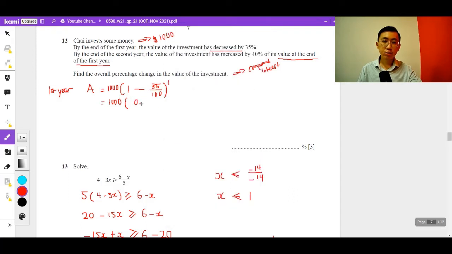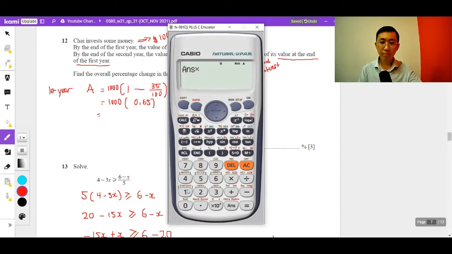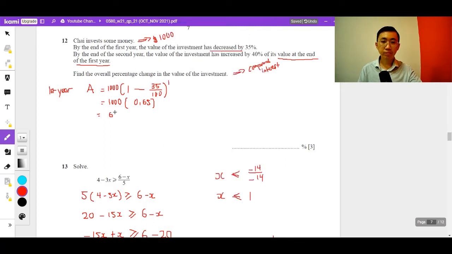So this is 0.65. Multiply by 1,000. Type times 1000, that will be 650. So it's quite painful. Alright, you invest 1000, after 1 year the value is 650. Yeah, you actually lost 35%.